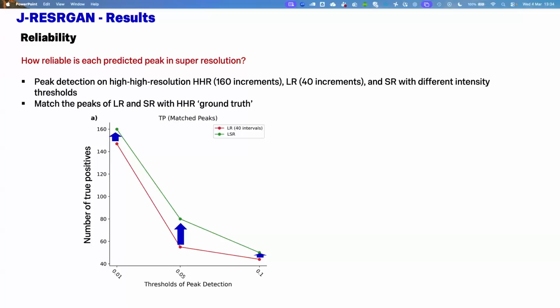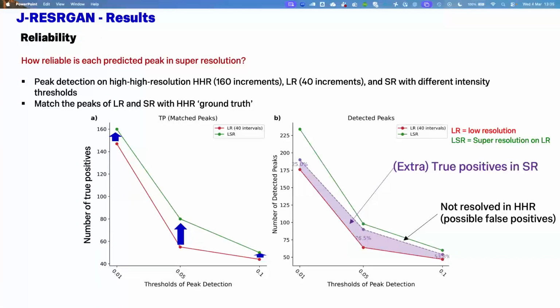As we go down to lower and lower thresholds, we're still getting an improvement in the number of true positive peaks. So we think most of the peaks that are there are fairly reliable. But if you look at all the peaks detected at these three different thresholds, so now not just the true positives, but the total number of peaks detected, you can see that the number of peaks detected is higher at all these thresholds.